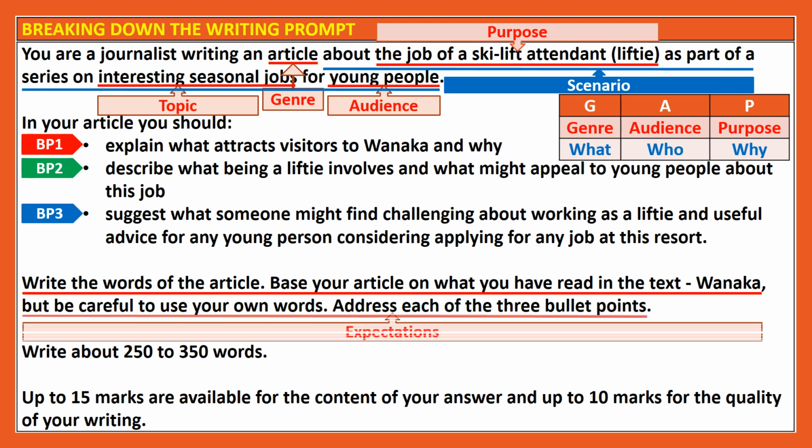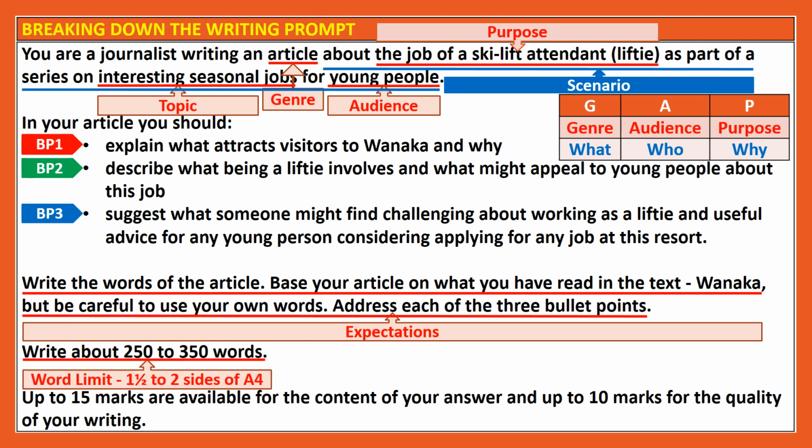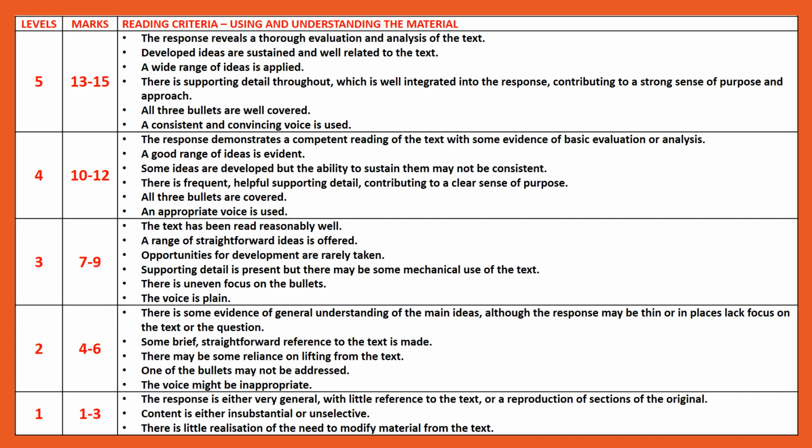Remember a few expectations as you write. It must be text-based, use your own words, and address all 3 bullet points. In standard handwriting, your article should be between 250 and 350 words, typically filling about 1.5 to 2 sides of A4 paper. Now let's discuss the criteria for reading.